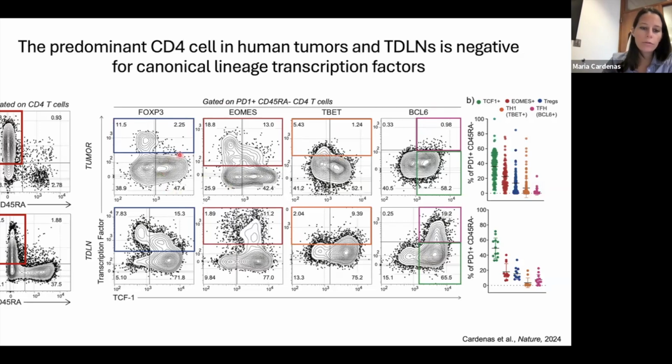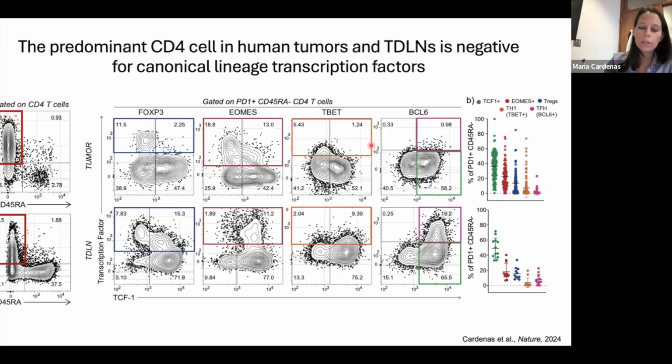But what you can tell is about 50% of the cells, right, express this TCF1 transcription factor, but they fail to express a canonical transcription factor that has defined lineages of CD4s for years. And it's a very, very similar story within the tumor draining lymph node. And this is about 150 kidney cancer patients. And what you can tell is this population really dominates both the tumor and the tumor draining lymph node response. And what was really interesting is this population is activated, but fails to acquire or go through a canonical lineage.